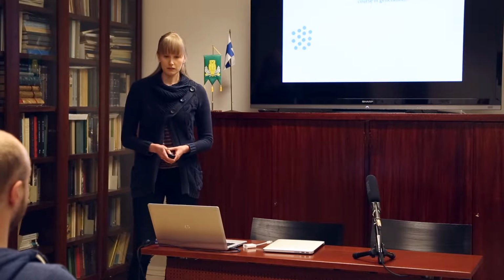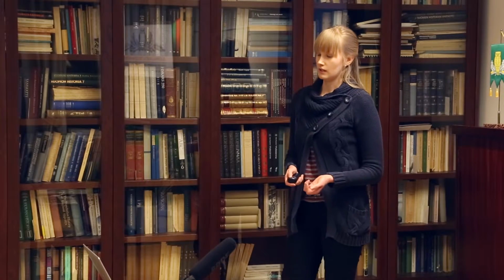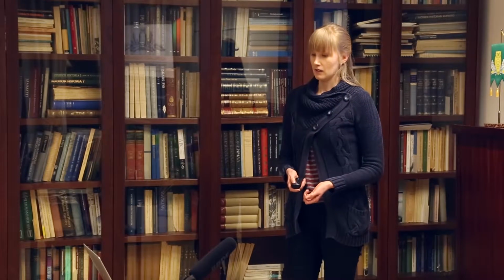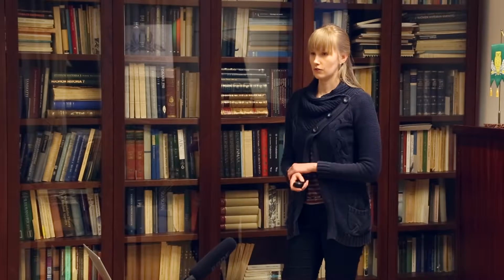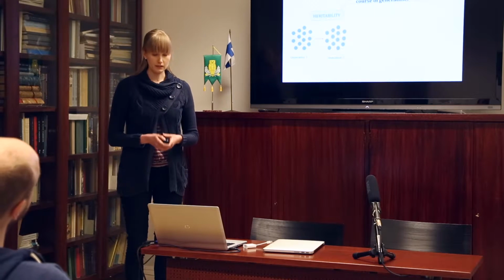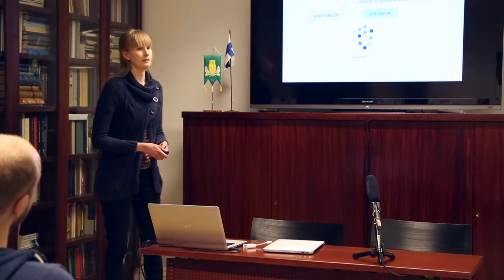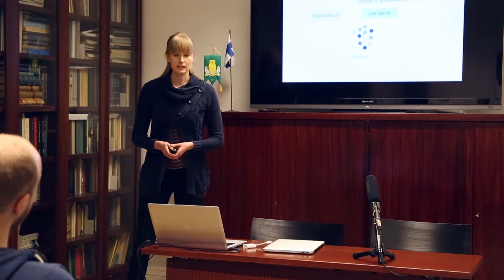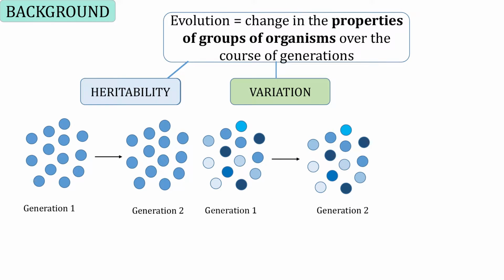And one important thing in evolution is heritability. So you need to have the chain of generations, to transmit the genetic material from one generation to the following. But as you can see, if there's only heritability, all the individuals look the same, and that's not, of course, how real life is. But there's also variation. Including variation makes the situation look a lot more realistic. And now this variation is transmitted to the following generation.